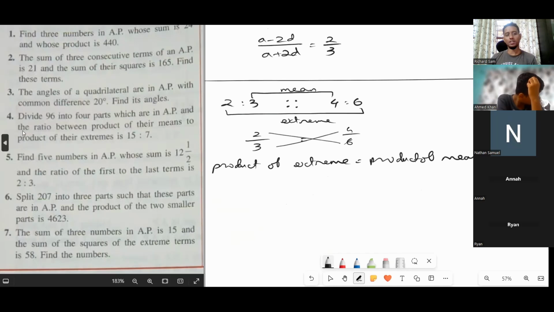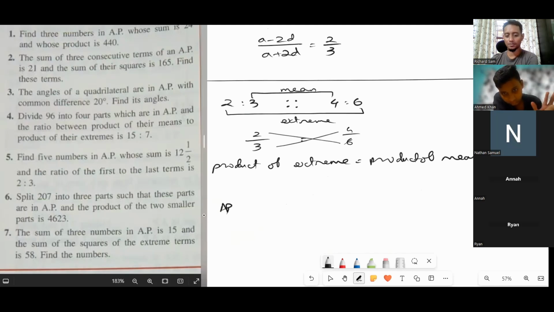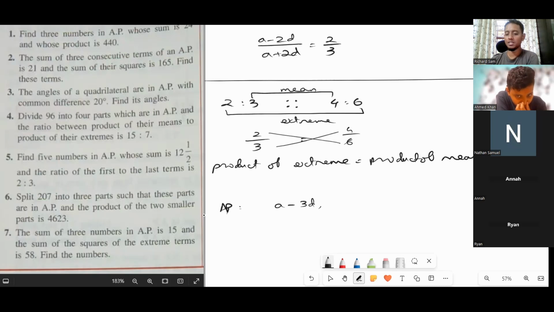Keeping this in mind, look at the fourth question. Here divide 96 into 4 parts. When you have 4 terms in an AP, how do we represent the AP? First term is A minus 3D. Second term is A minus D. Next term is A plus D. And the last term is A plus 3D. That is how you represent your AP.